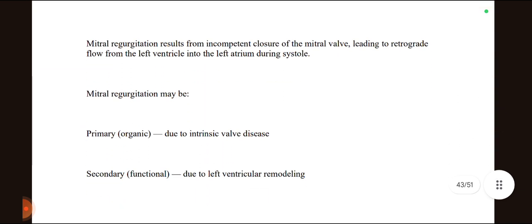So this was about mitral stenosis. Now coming on to the assessment of mitral regurgitation. Mitral regurgitation results from incompetent closure of the mitral valve, leading to retrograde flow from the left ventricle to the left atrium during systole. Mitral regurgitation may be primary or organic, due to intrinsic valve disease, and secondary or functional, due to left ventricular remodeling.